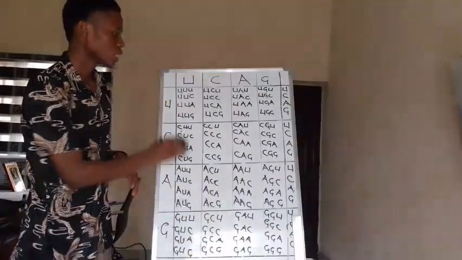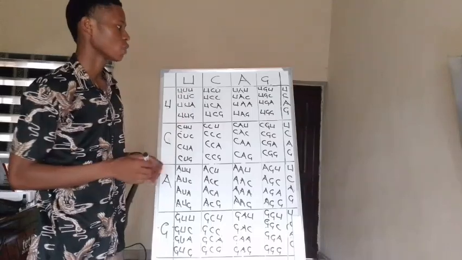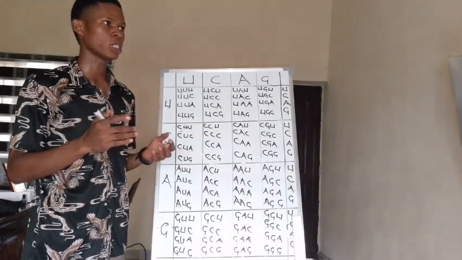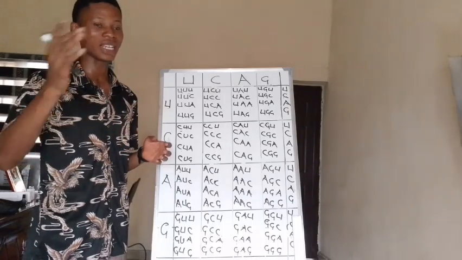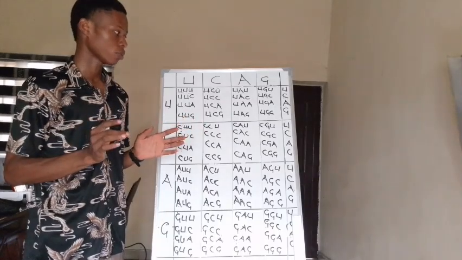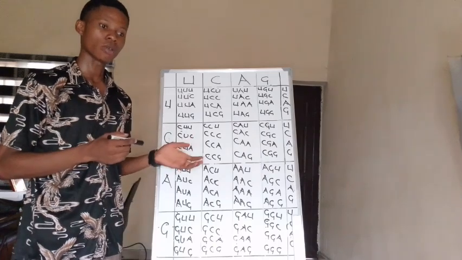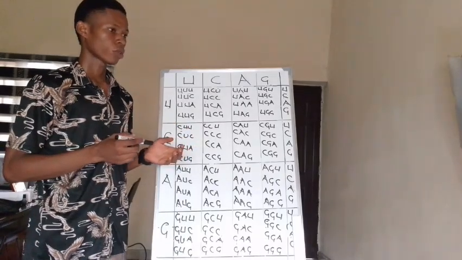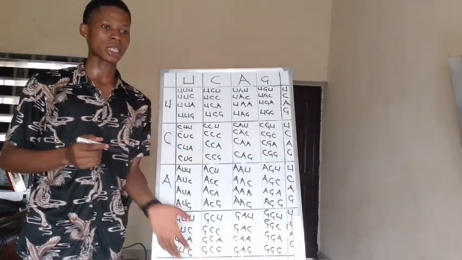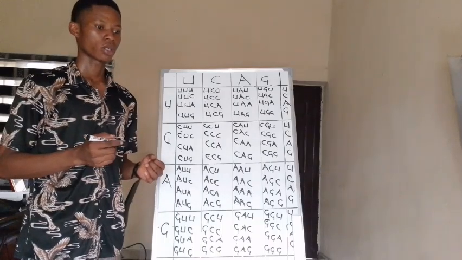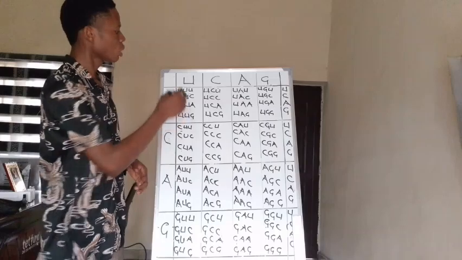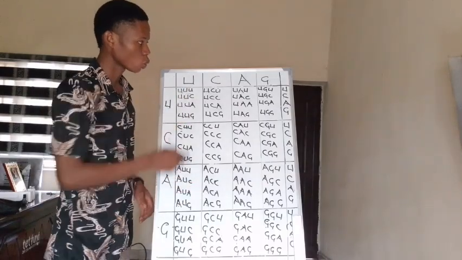Now, out of these 64 codons, we have 3 stop codons, meaning they are not coding for any amino acid. They signal the end of transcription. We also have a start codon, which indicates the initiation of the process. So, what is the start codon? What are the 3 stop codons? And what are the individual amino acids that these codons are coding for?